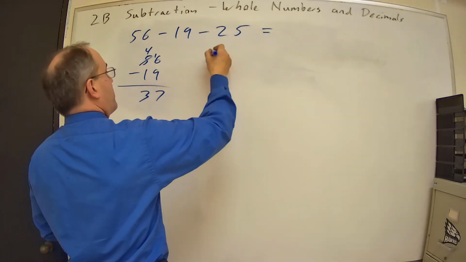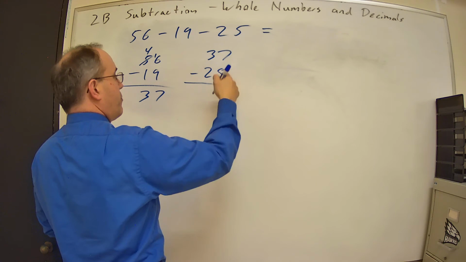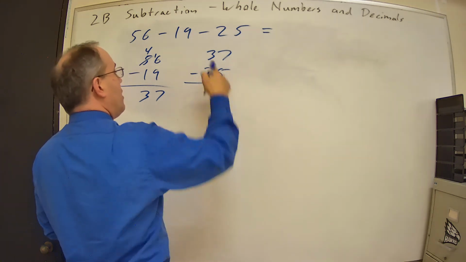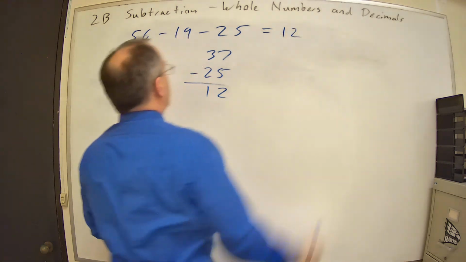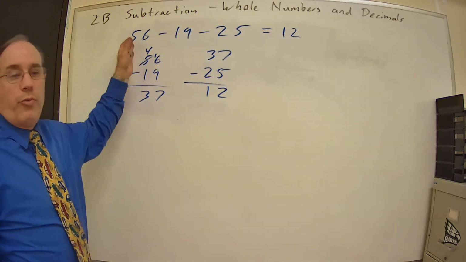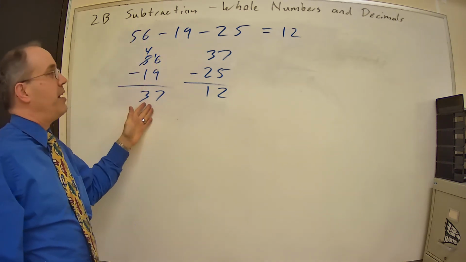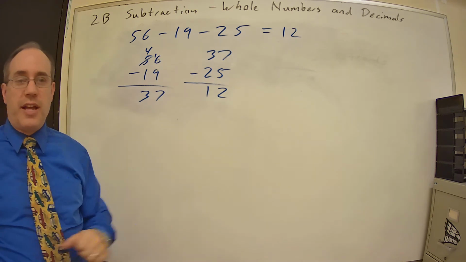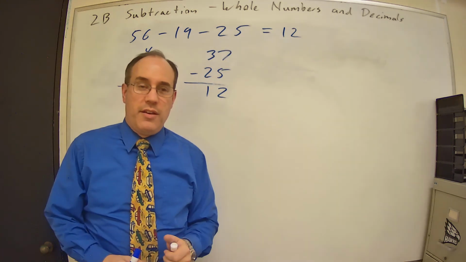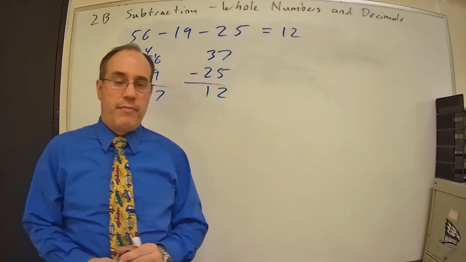And then we're going to subtract the next one. 37 minus 25. 7 minus 5 is 2. 3 minus 2 is 1. So we come out with 12. So just work your way from left to right. 56 minus 19, get an answer. That answer, minus 25, gives an answer, gets us to 12. So that's how we do it if we're subtracting multiple numbers.